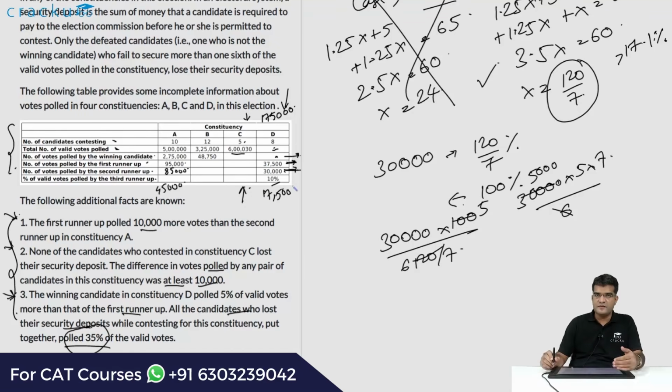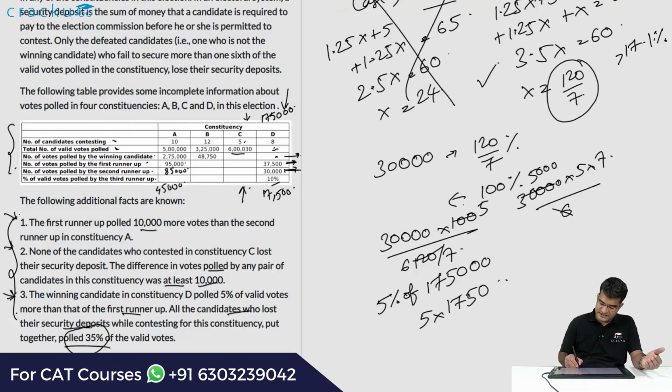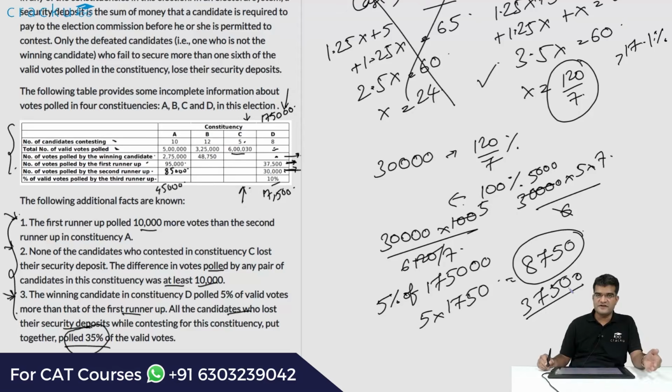We can also calculate how many votes the winner has got. The difference between the winner and 37,500 is exactly 5% of 17,500, or this is equal to 5 into 1750. This is equal to 8750. So he has gotten 8,750 votes more than the second highest, who got 37,500. So if you sum up 8750 plus 37,500, you are going to get the number of votes that are received by the winner of constituency D. So this is basically the total information that we have. Let us go ahead and answer the questions that follow.